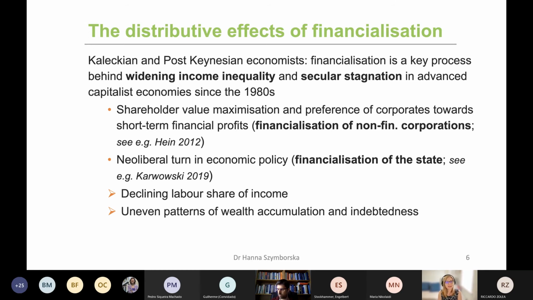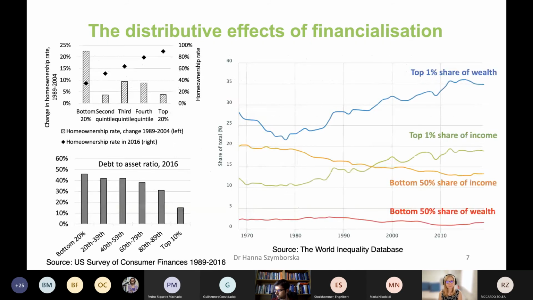But what I focus on in this paper is something slightly different and in line with that emphasis on household wealth itself. I'm going to be focusing on a slightly different aspect of distribution in this paper that pertains more to the patterns of wealth accumulation and indebtedness and how it influences personal income inequality. So I'm not going to be focusing specifically on the trends in the labor share or in functional income distribution.